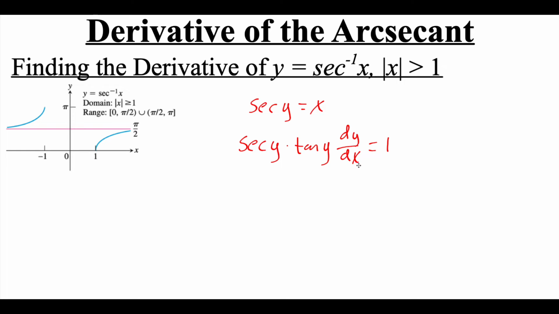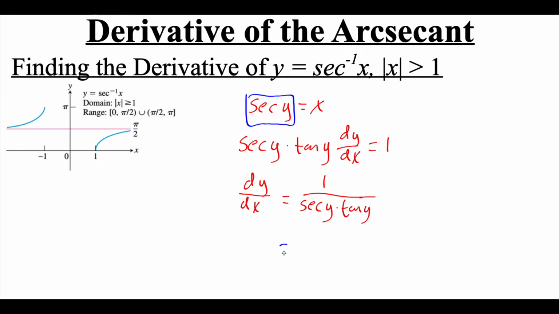I want to solve to get dy dx alone, so I'm going to divide both the secant and the tangent over to the right hand side. So this is going to say dy dx is equal to 1 over the secant of y times the tangent of y. Now we want things written in terms of x. We know that the secant of y is equal to x, so I can replace that first part with just a regular x, but in order to replace this tangent, we're going to have to bring in a trig identity.